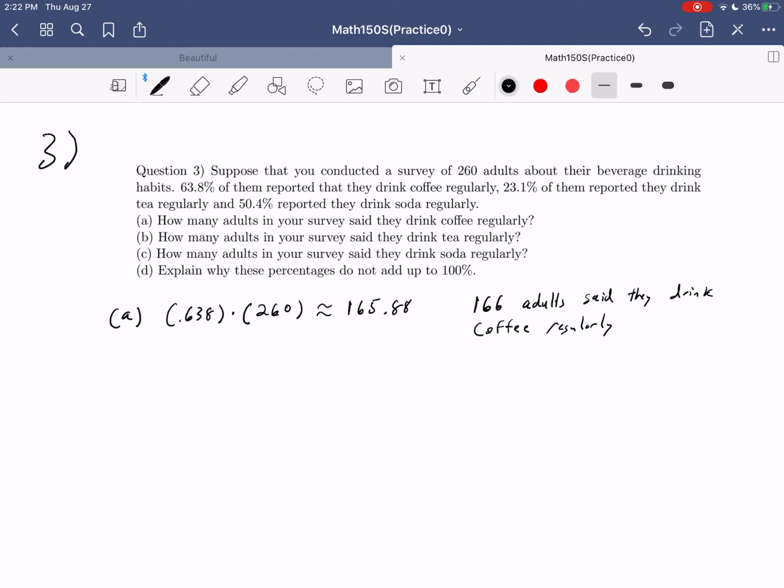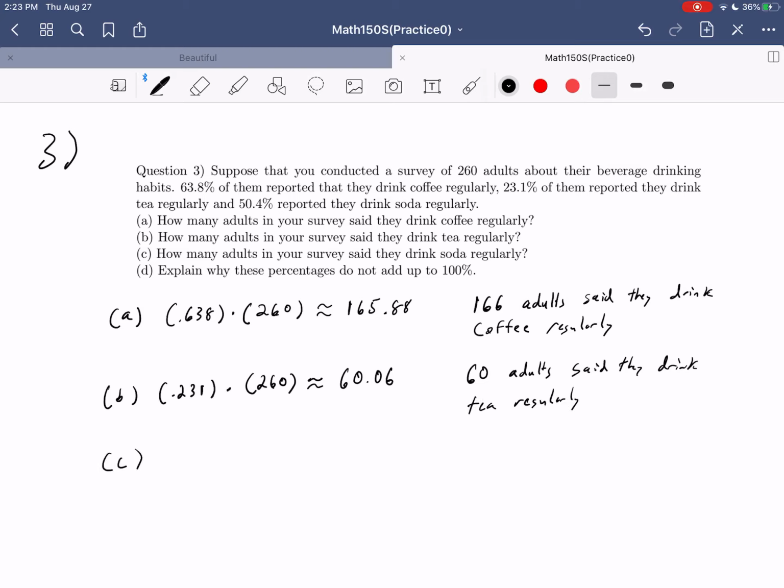All right, let's try the next one. For B, we want how many adults in our survey said they drink tea regularly. Same idea, we'll convert this to a decimal. So we'll move this 2 places over. So it'll be 0.231 times the 260. Let's see what we get there. Calculator, 0.231 times 260. Looks like you should get 60.06. Round that. Nearest whole number would be 60. So 60 adults said they drink tea regularly.